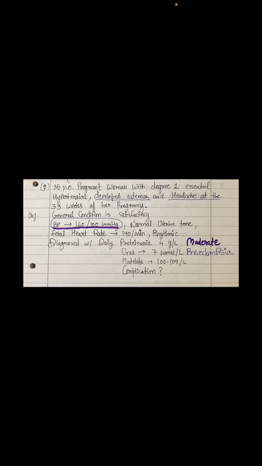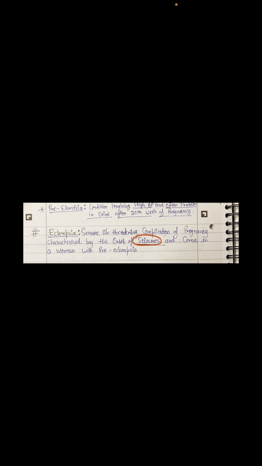So let's go next. Next is eclampsia. Eclampsia has a very similar profile to preeclampsia. Just add seizures to preeclampsia and it will be eclampsia. So let's see the definition. Eclampsia is a severe life-threatening complication of pregnancy, characterized by the onset of seizures and coma in a woman with preeclampsia. So a woman who already has preeclampsia, when she starts to get seizures, we term it eclampsia.